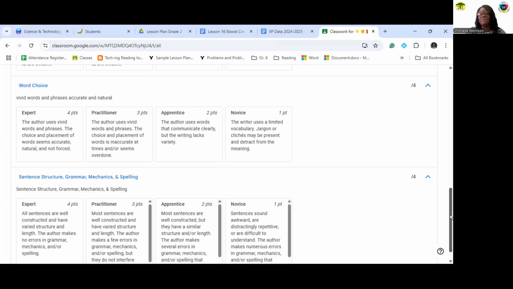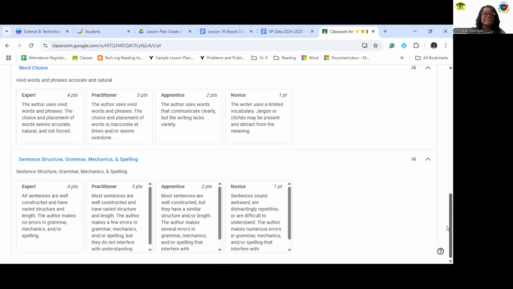And when you read, you will know whether they are writing forcefully, and you'll be able to explain to them based on the rubric or by reflecting on the rubric. Is it forced? Is it one that runs smoothly off your tongue when you're reading it? And is there clarity in what you're conveying to those persons you have written to? Sentence structure, grammar, mechanics, and spelling. Those are very key elements of writing. All sentences for the expert will be well constructed, having varied structure and length. The author makes no errors in grammar, mechanics, or spelling, and you would have explained all of that to them.